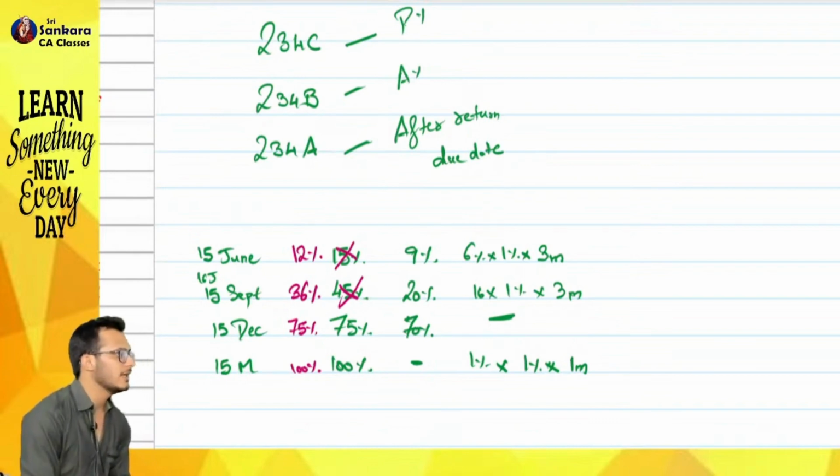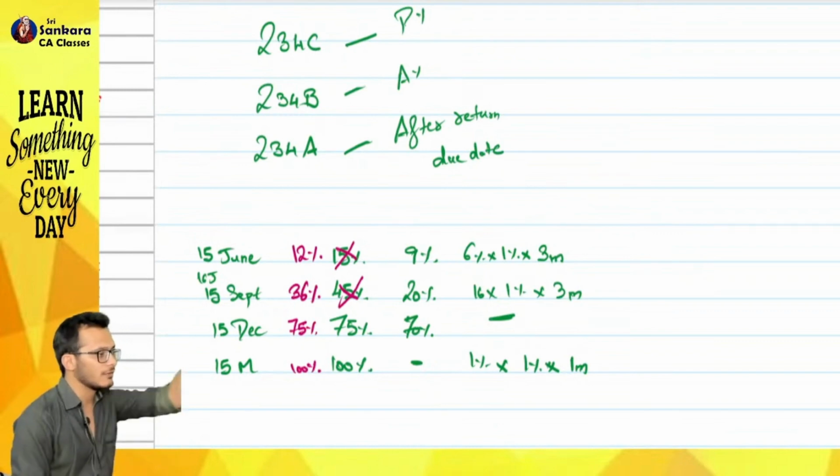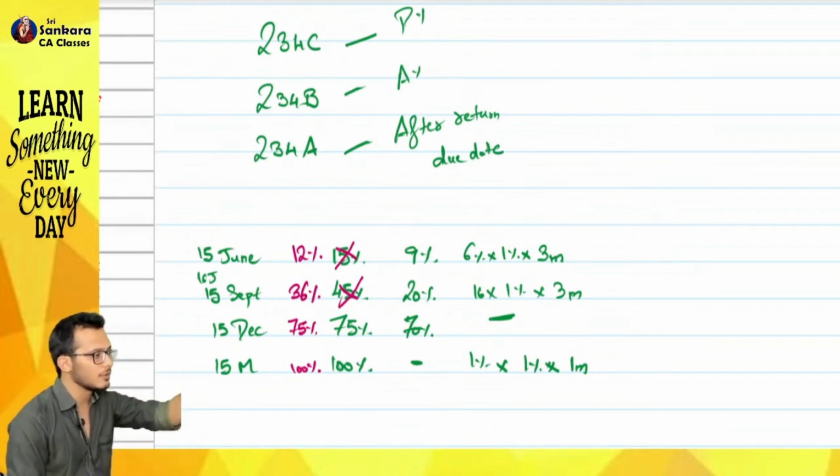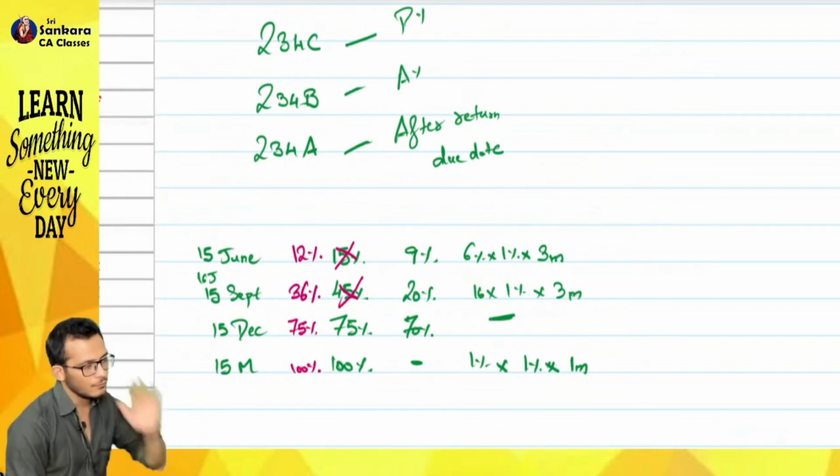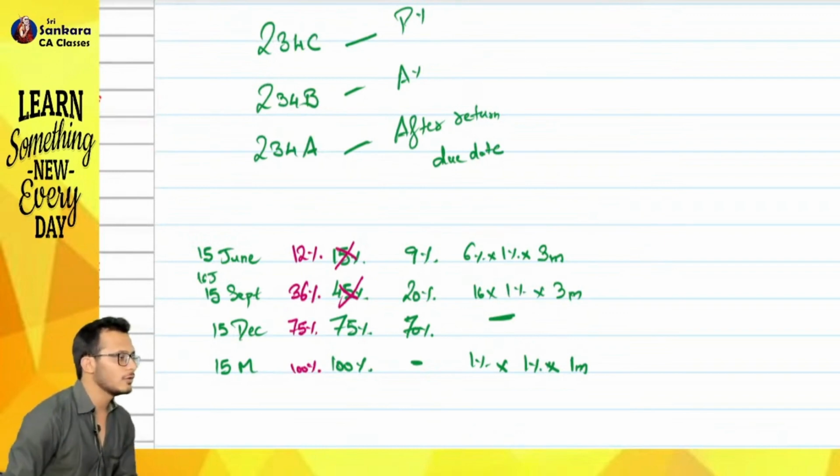If you don't make the payments, I will levy interest at the rate of 1% for 3 months for quarter 1, 3 months for quarter 2, 3 months for quarter 3, 1 month for quarter 4. Quarter 1, quarter 2, special benefit for you. You can pay up to 12% or 36%. If you don't pay, start from the main.